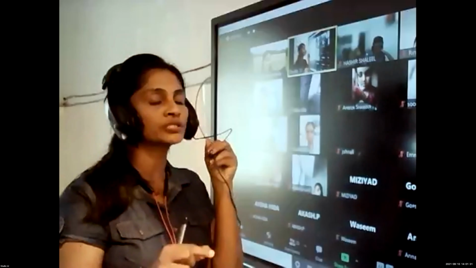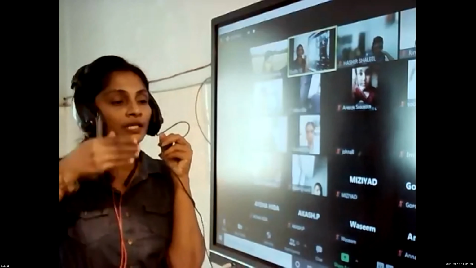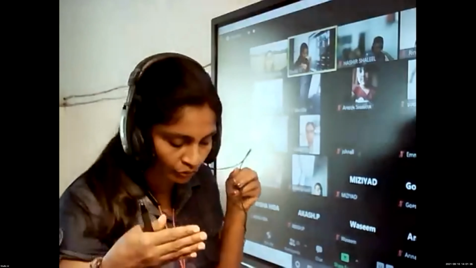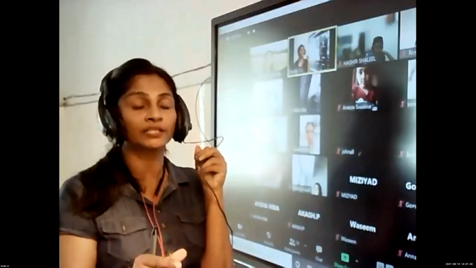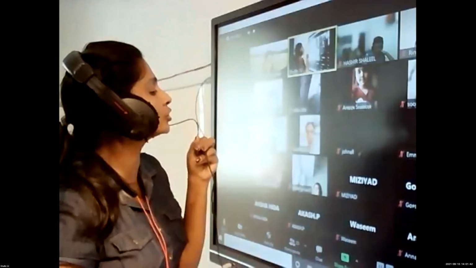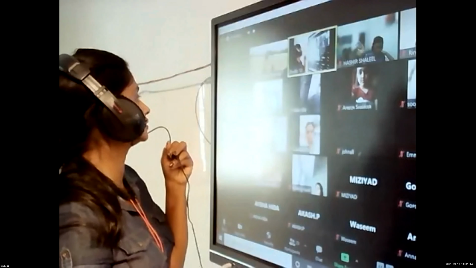Ma'am, India is divided into different areas for the purpose of election, and these areas are called constituencies. Very good. Children, for the election purpose, each state is divided into many areas. These are called constituencies.